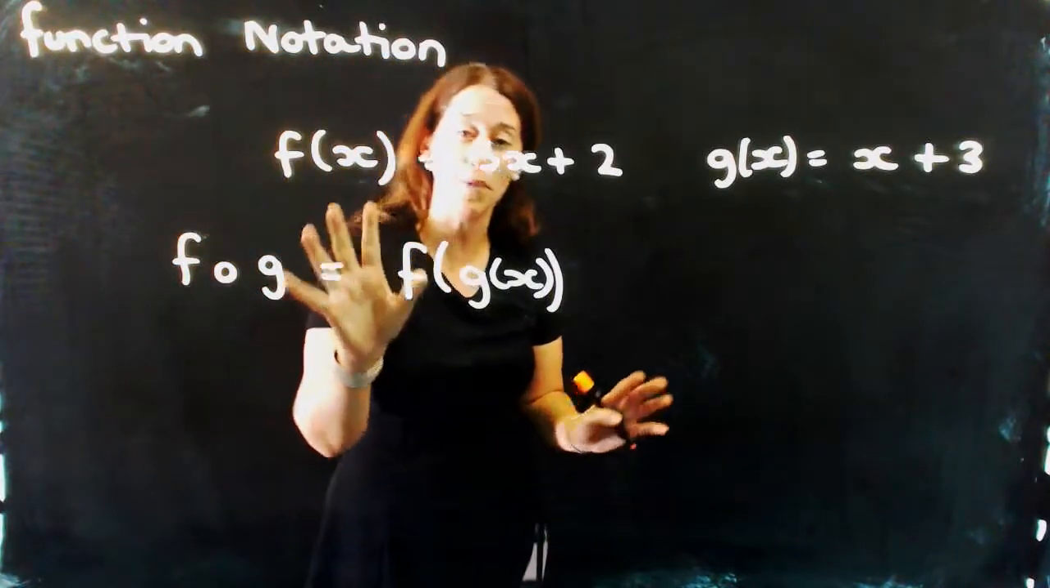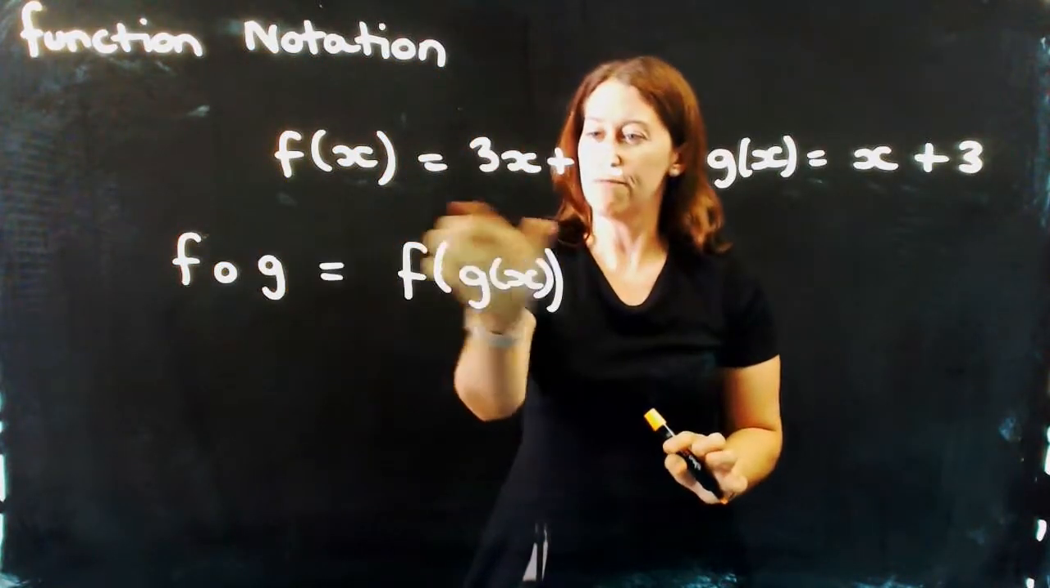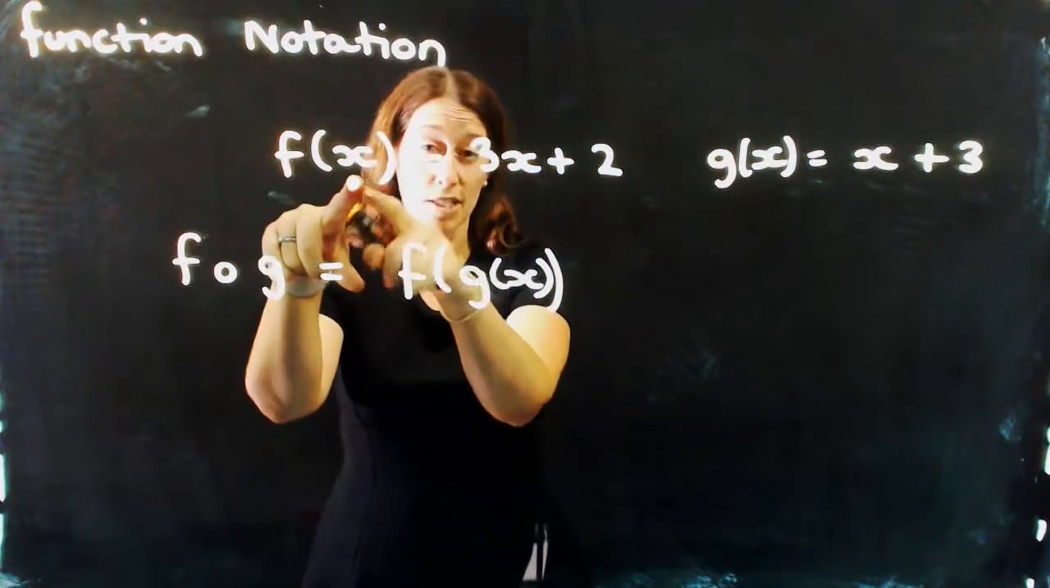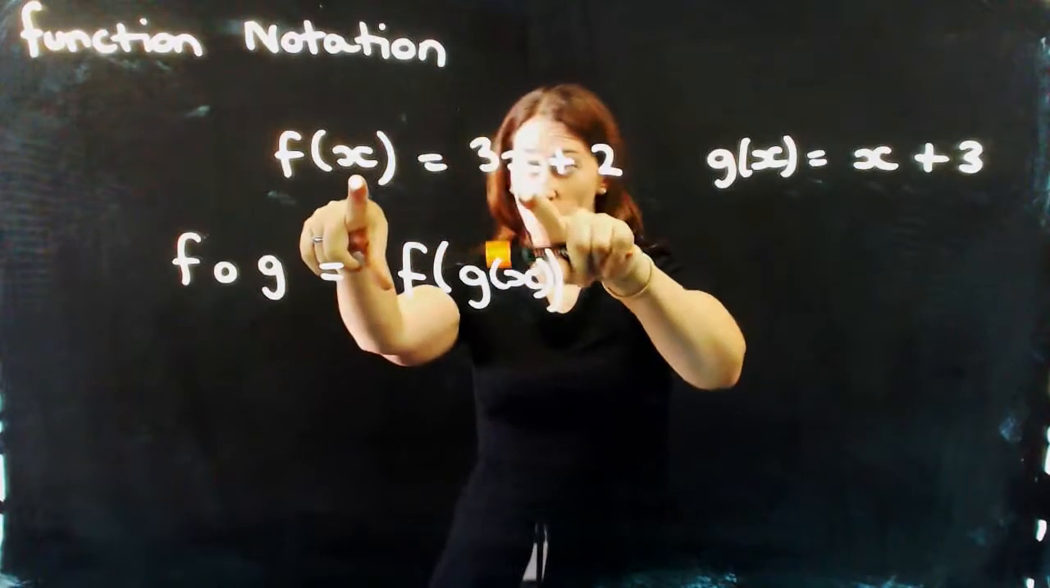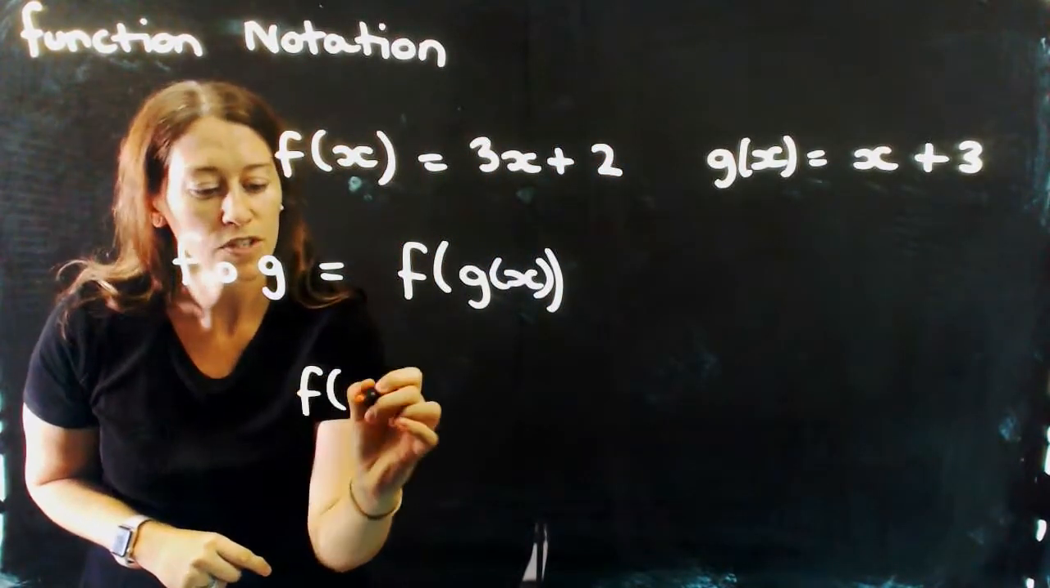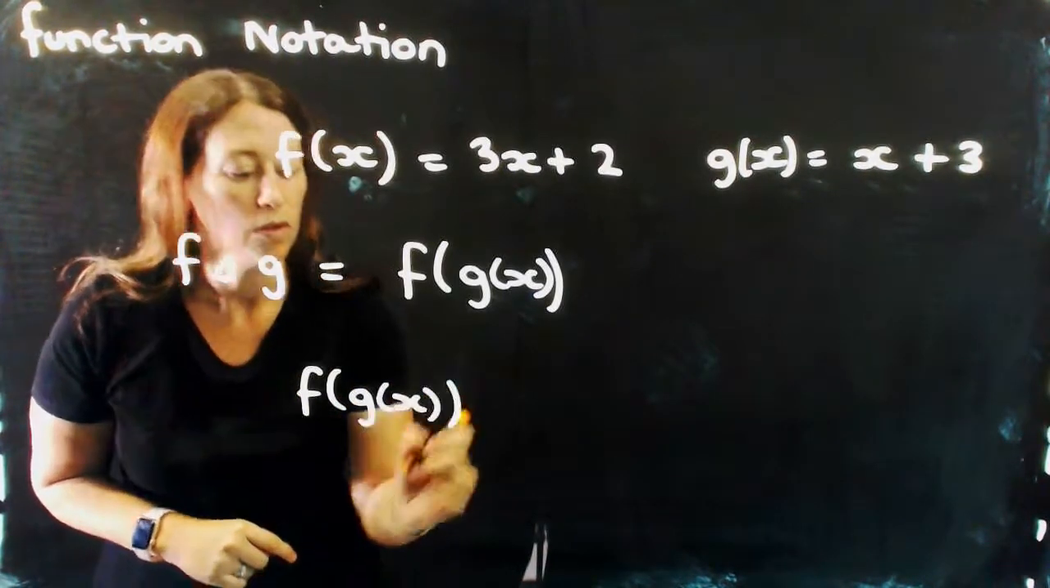So remember, it's a substitution thing. This is f of x, I want to find f of g of x. So g of x is what I'm going to substitute in for x within this function. So let's find FoG, f of g of x. So f of g of x looks like this.